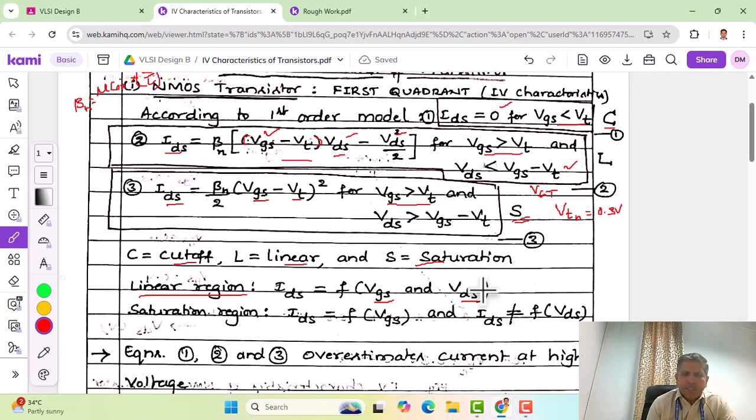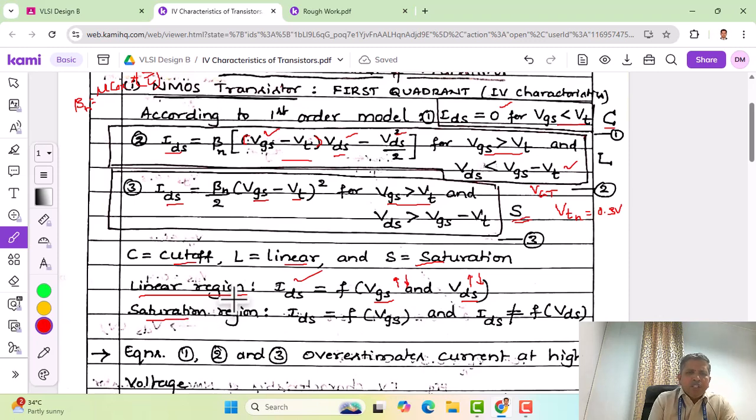What do you mean by this? The meaning of this is, as VGS is varied, increased or decreased, the drain to source current can be altered. In a similar way, if the drain to source voltage is increased or decreased, the drain to source current can be varied. That means the drain to source current depends on both the voltages, that is gate to source voltage and drain to source voltage. Unlike the linear region, the saturation region is a little different.